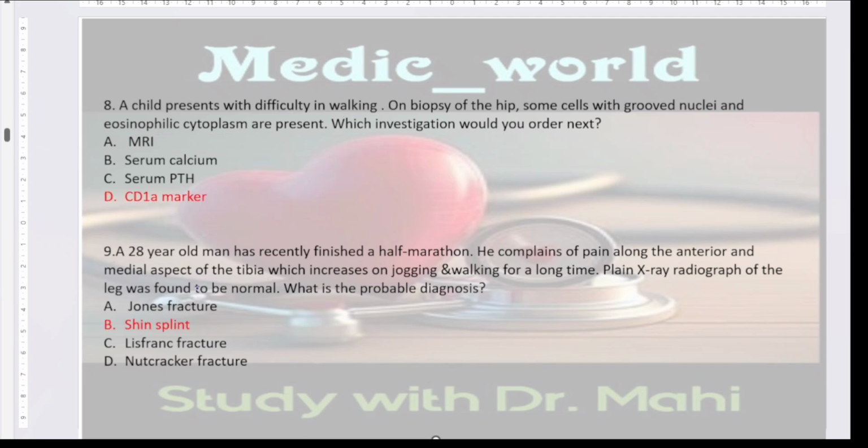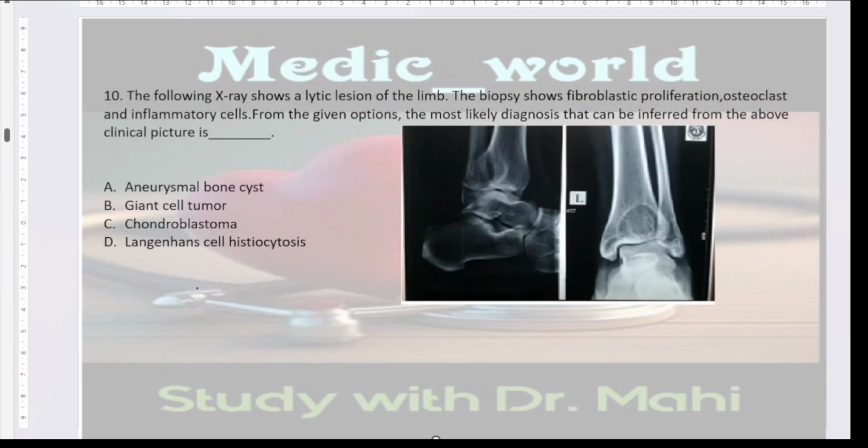Now let's move towards the other question. The following X-ray shows a lytic lesion of the limb. The biopsy shows fibroblastic proliferation, osteoclast, and inflammatory cells. From the given options, what is the most likely diagnosis that can be inferred from the above clinical picture?